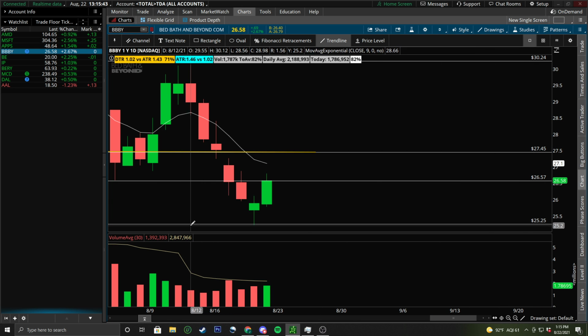So for continued downside, 25.25. For a reversal back up, a potential recovery, you want to see that base build, but also potential bullish momentum above that 27.50s.